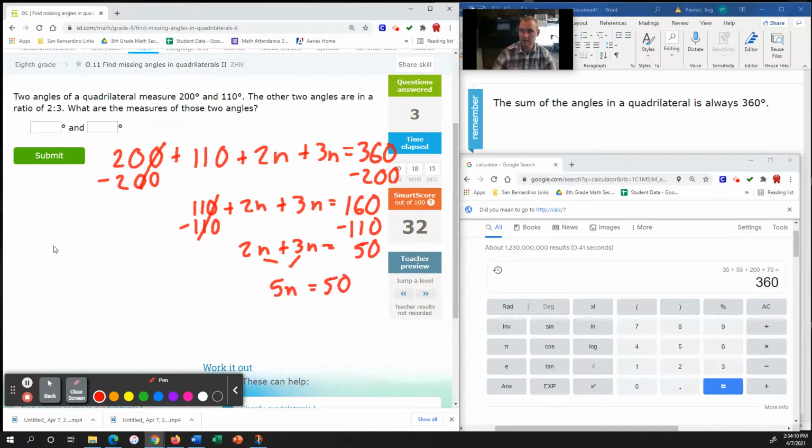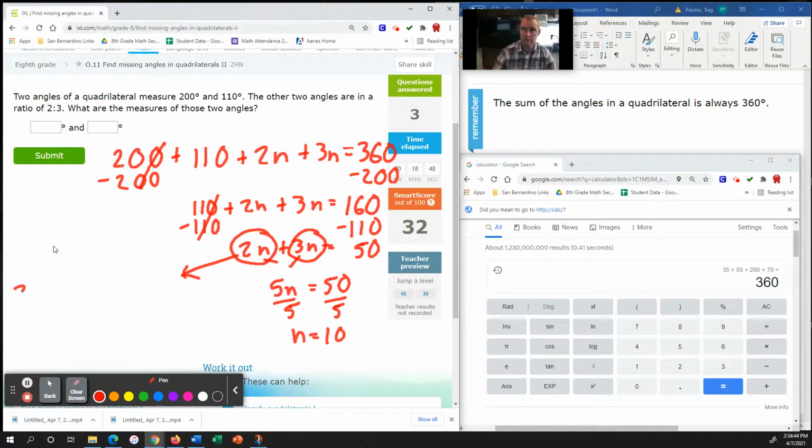So now you just ask yourself, well, 5 times what gives you 50? And we can find that out by doing the opposite. Divide 5, and therefore n equals 50 divided by 5 is 10. All right, we're not done yet. That is the measurement of the ratio of the two. So what I'm going to do is we're going to pull these values out right here. So I want the 2n and I want the 3n back.